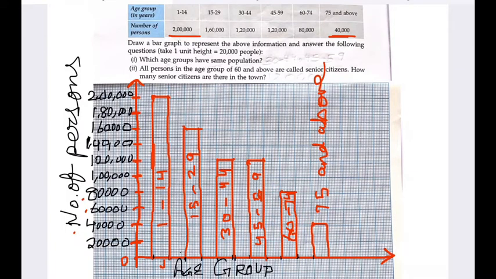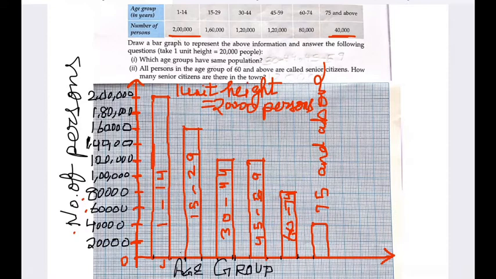Fine. So next important thing is writing the scale. How you are going to write the scale? Like on y-axis you have taken the gap of 20,000. So it will be 1 unit height is equal to 20,000. Now what is this? Persons. You have taken number of persons, so number of persons, that will be your scale. Fine. So that is your complete graph for this question.